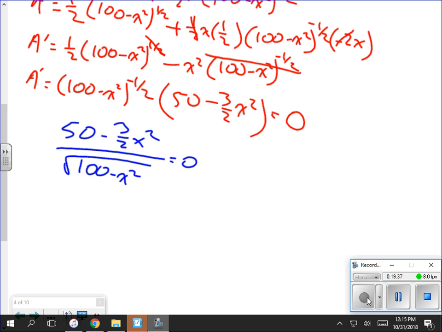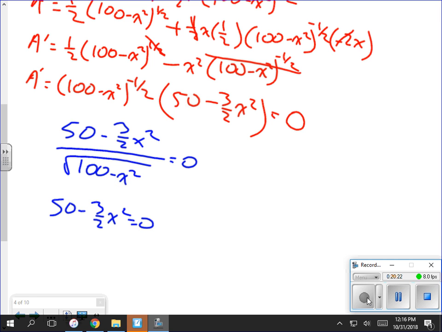Where is my denominator equal to 0? When x equals 10. x can't be 10, can it? Because if my hypotenuse is 10, x has to be shorter than 10, because the hypotenuse is the longest side in a right triangle. Nothing can be the same length as the hypotenuse except the hypotenuse. So that one's out. So all I have to worry about is where 50 minus 3/2 x squared equals 0.